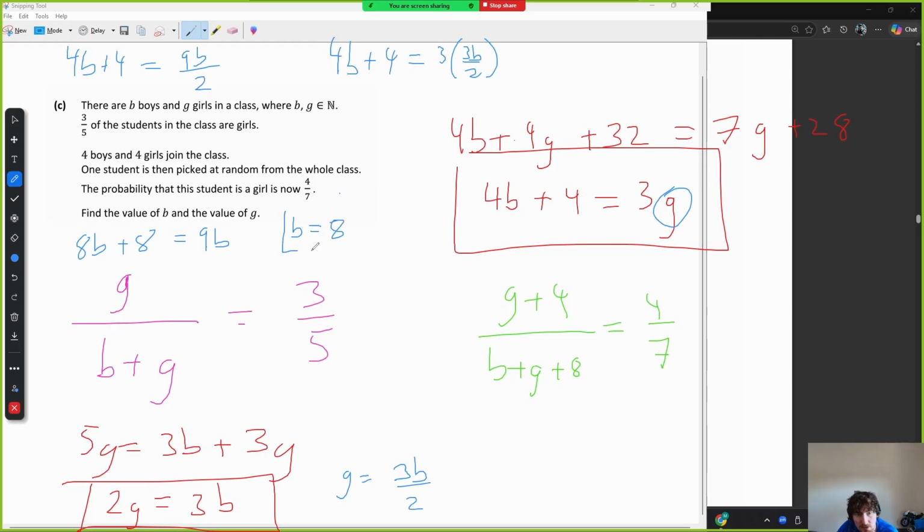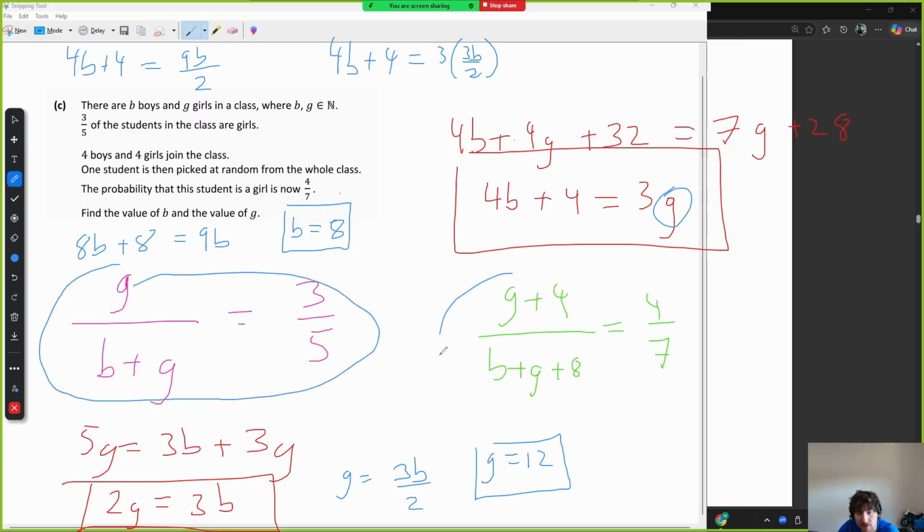Great. And where's the best place to put this information? Down here when you've got your G on its own. So you can do this in your head. What's 3 times 8? 24 divided by 2, so G is 12. So there's originally 8 boys in the class and then 12 girls. Great. Yeah, the hardest part of that question is writing the pink thing here and the green thing. After that, it's a junior cert problem, you know.